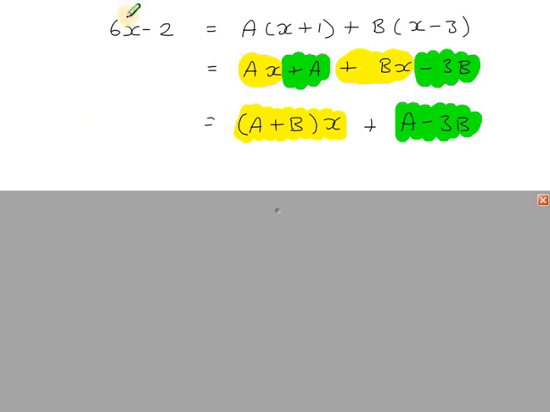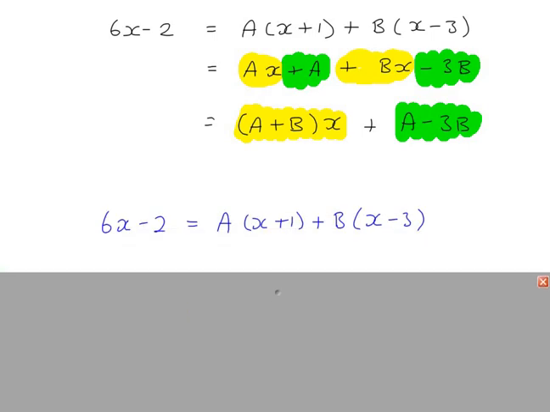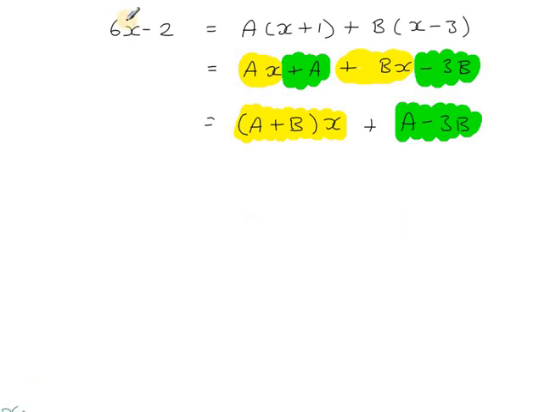Now on the left hand side we have 6x minus 2, so we can see that the coefficient of x is 6. So a plus b is equal to 6. That's looking at the x terms. Now when we look at the constants, we have a minus 3b, which is equal to the constant here, minus 2.